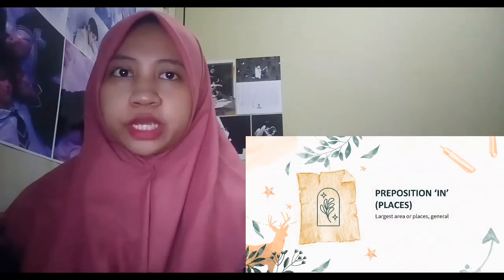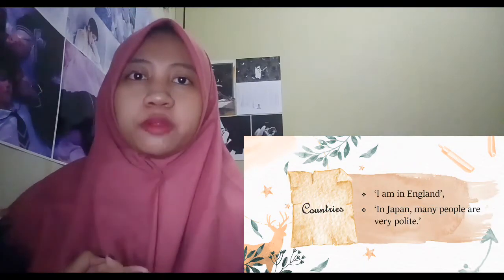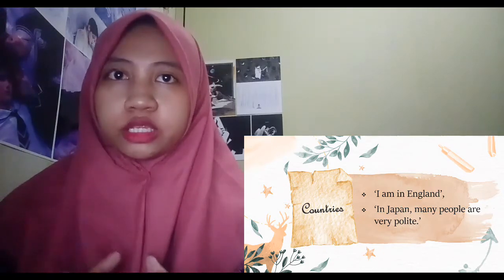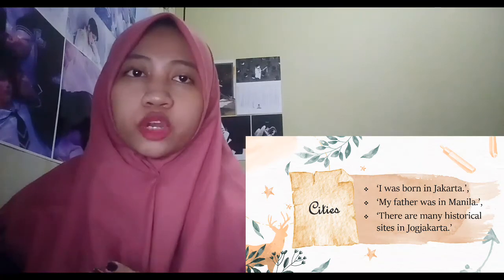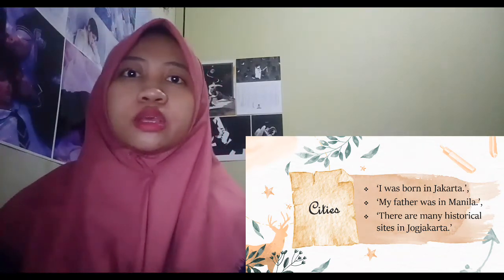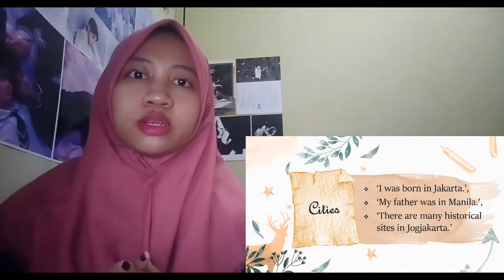As a preposition of place, we can use in first for countries. So for example, I am in England. In Japan, many people are very polite. Then we can also use it for cities. I was born in Jakarta, my father was in Manila, and there are many historical sites in Yogyakarta. Then next is for neighborhoods. For example, I live in the Cotswolds. The Cotswolds is a beautiful large area of England.